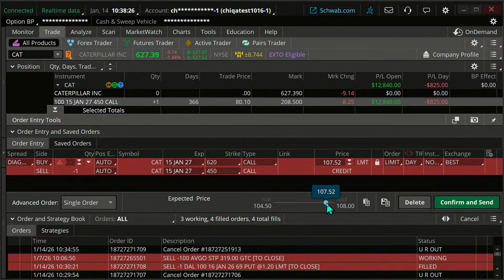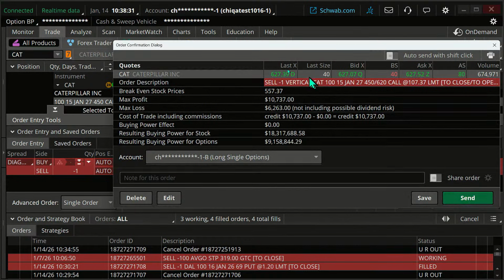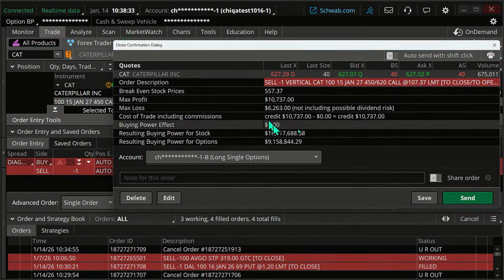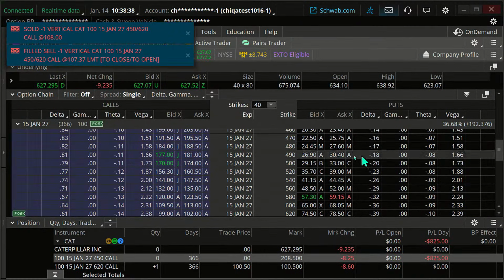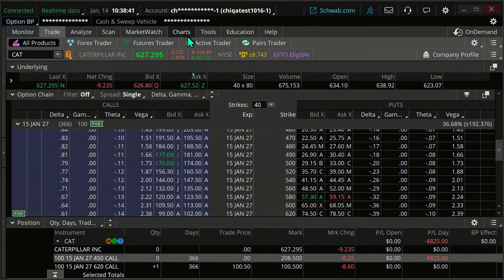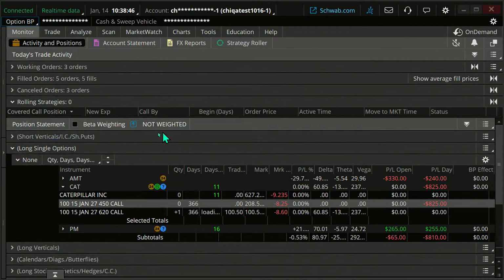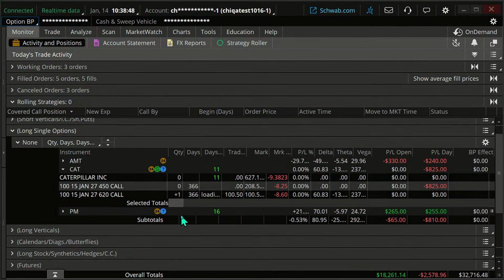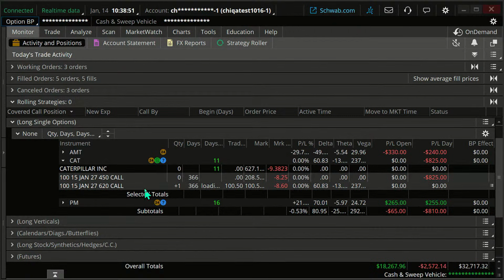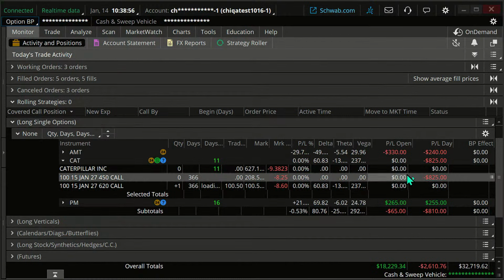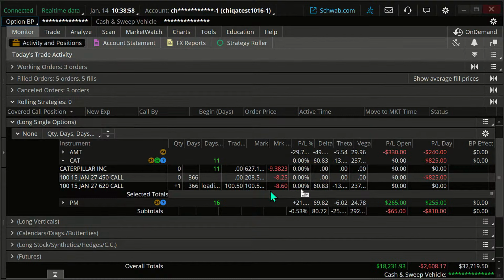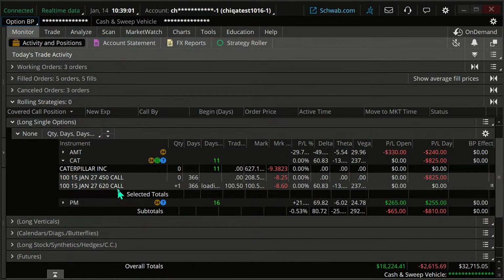And the mid price, we may not get exactly the mid price, but we're going to confirm and send. Remember, rolling doesn't save us the commissions, but we're going to do this and we're going to send, and there we go. Okay. All right. And here we go. So we just rolled this trade and that's gone. This is our new trade. We have our 620 call.